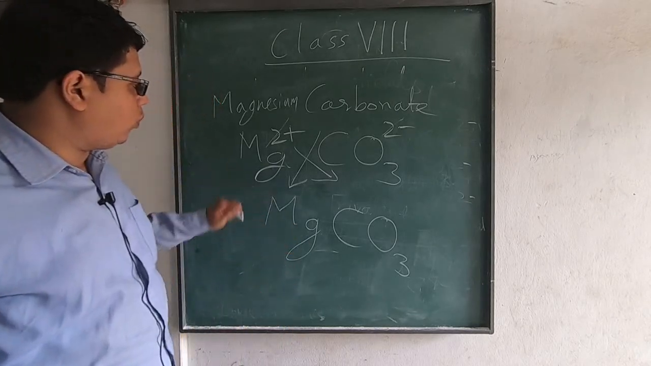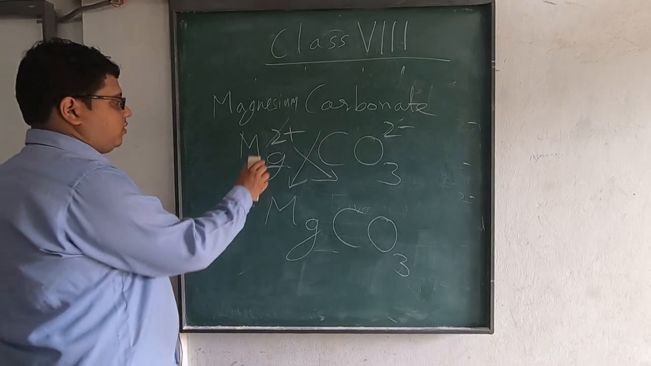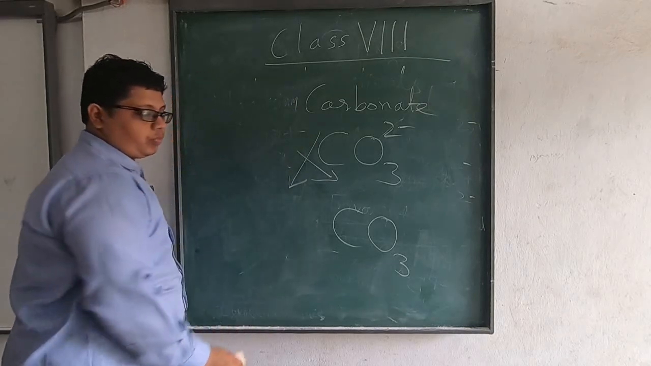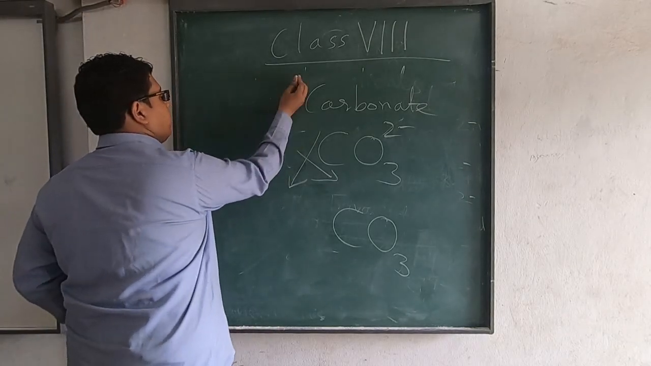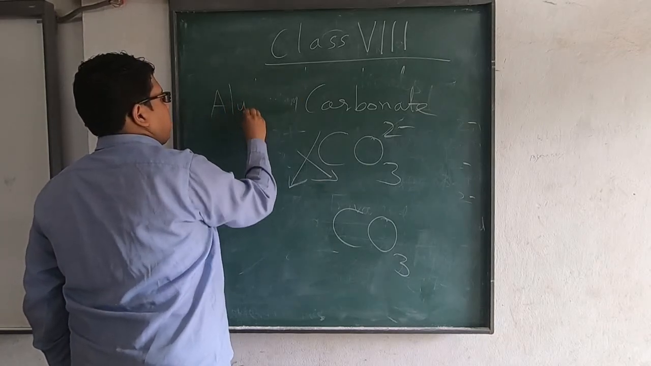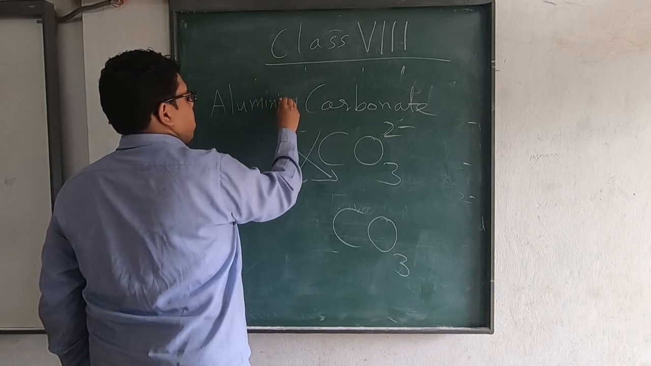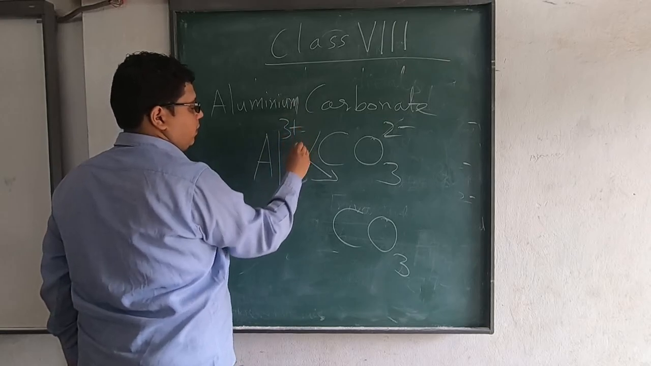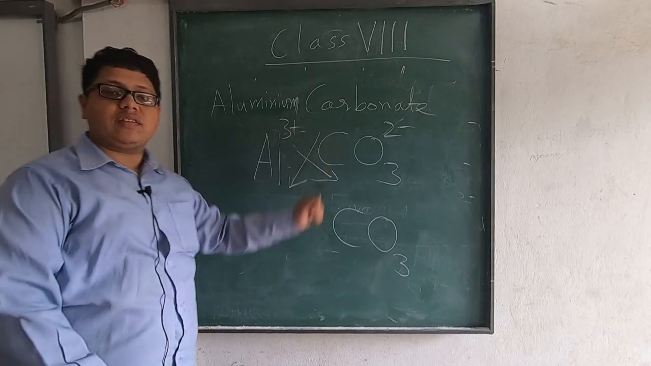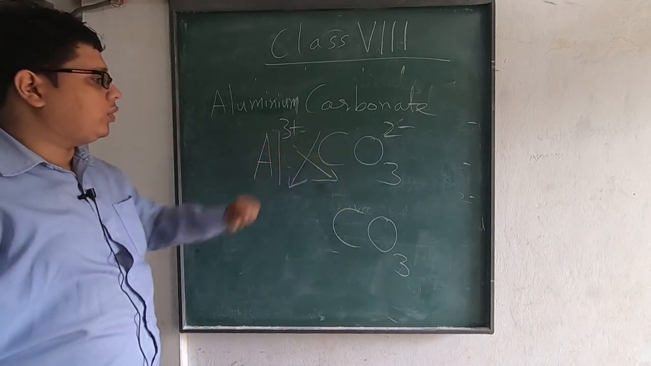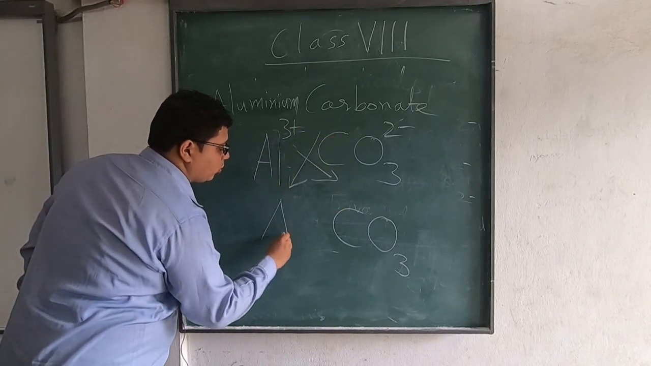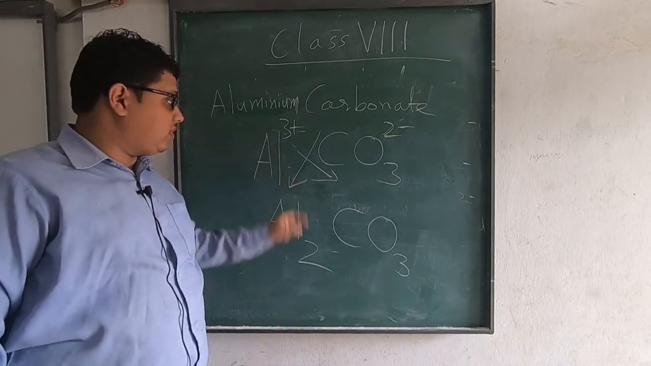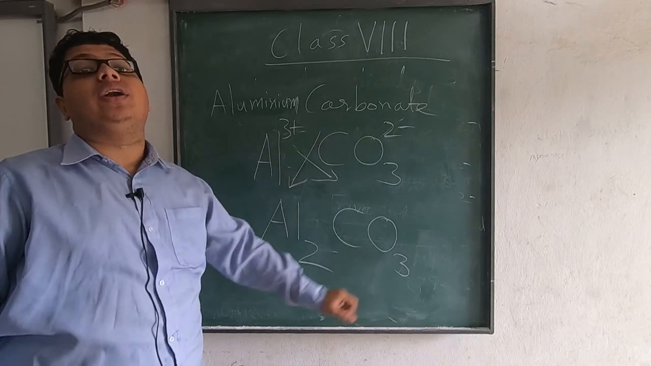But first of all, what if it is not 2? If it is something else, say it is aluminium. So aluminium is Al3 plus. Now if you crisscross, what will happen? They are not the same. 3 and 2 we cannot cut. So the 2 from the carbonate will come to the bottom of Al. Okay, but there is 3 on top of Al, that 3 will go down.